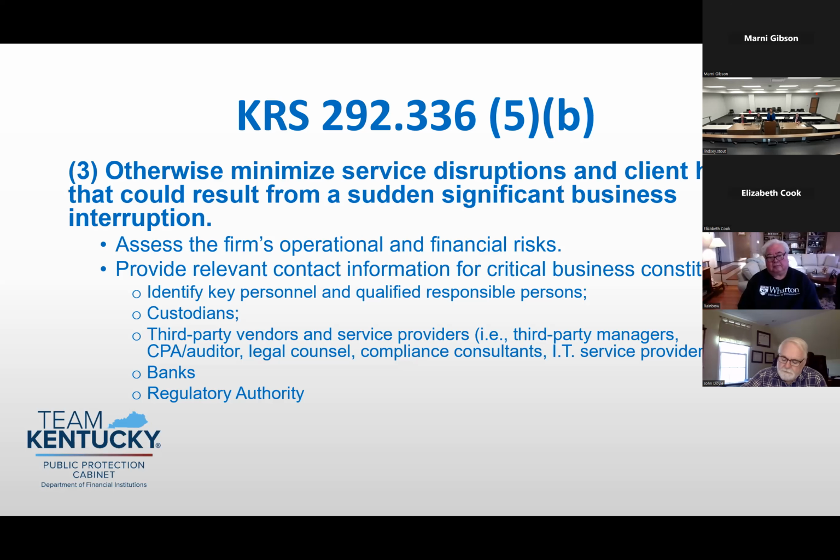Again, you should have custodian information outlined in your plan, who your custodians are, their contact information, any third-party vendors and service providers that you're using, whether it's accounting firms, legal counsel, compliance consultants, IT service providers that are providing backup of your records. All these parties should be identified so that the appropriate persons can reach out to them in the event that you are no longer able to continue servicing your clients. Also, banks and creditors, any banks and creditors that you have relationships with, and the regulatory authority, which for most of you, obviously your state registered advisor would be us, the Kentucky Department of Financial Institutions.